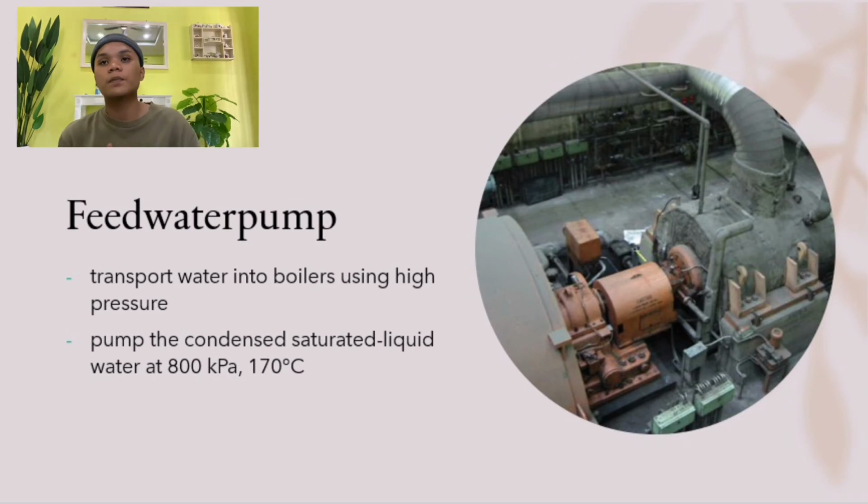Boiler feed water pumps transport water into the boiler using high pressure. This boiler feed pump is built to handle extremely high water pressure to deliver the feed water into the boiler system. Generally, a boiler feed pump can handle pressure of up to 100 bar.